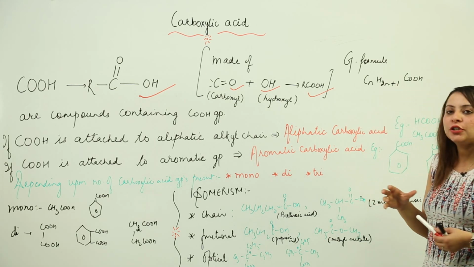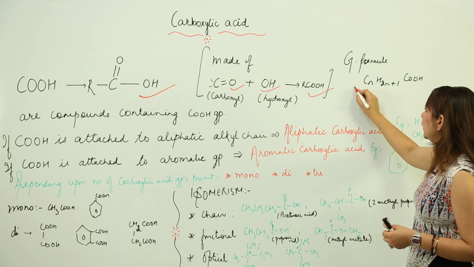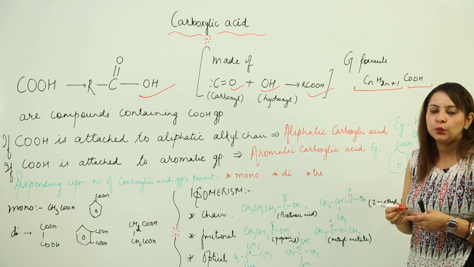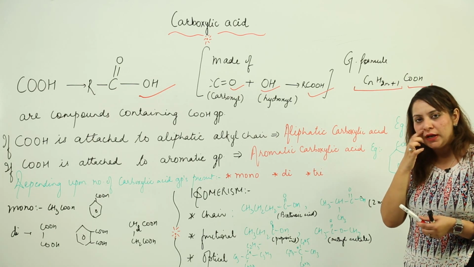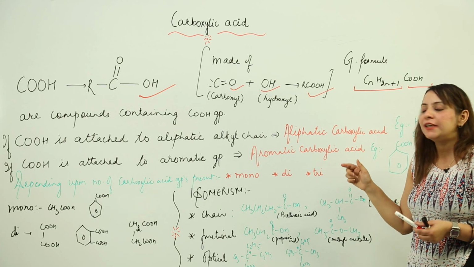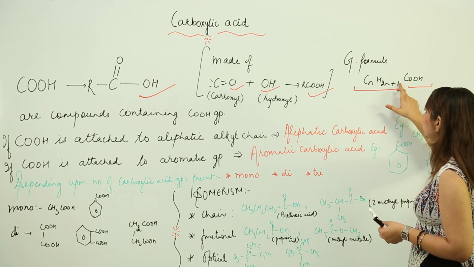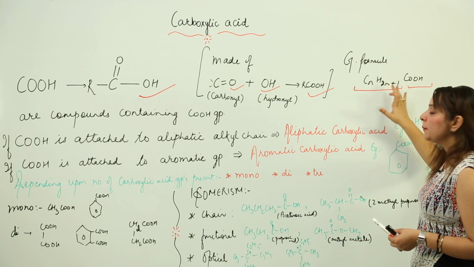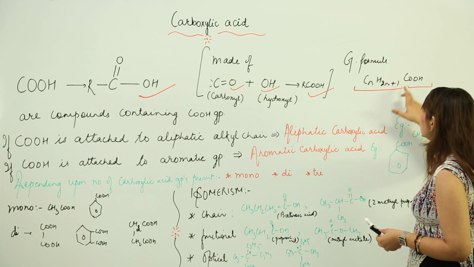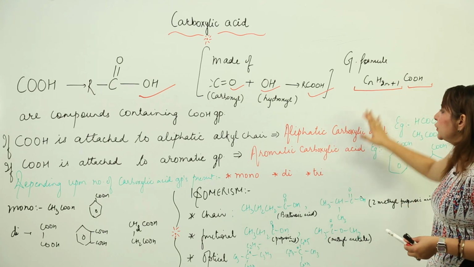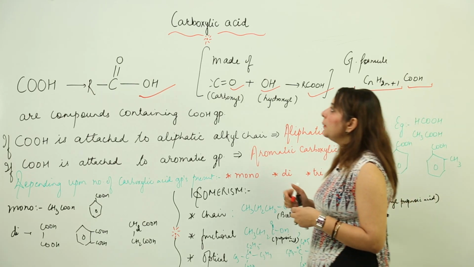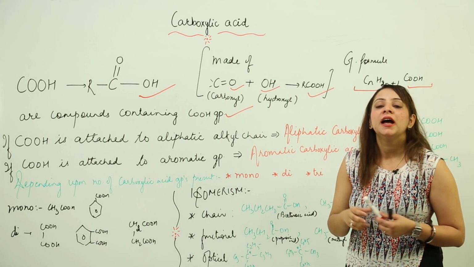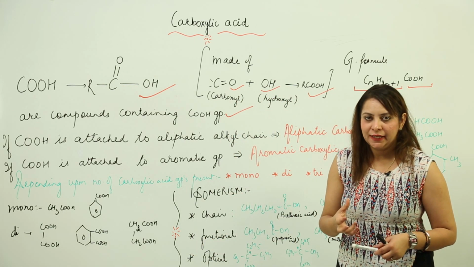Now if we talk about the general formula, it is particularly CnH2n+1 COOH. So what is the general formula? It is CnH2n+1 COOH, because otherwise it is CnH2n+2, but here one H is replaced by the COOH group. So this is the general formula. The compounds which contain the carboxylic acid in their chain are actually the derivatives of the carboxylic acid, right.